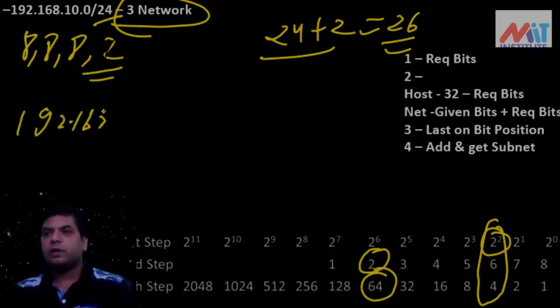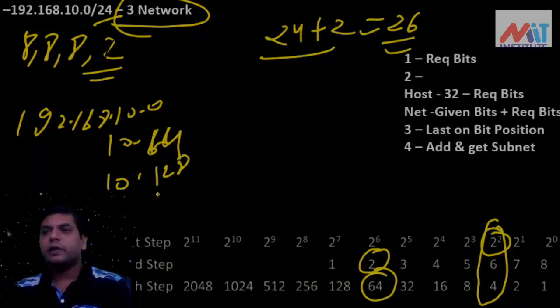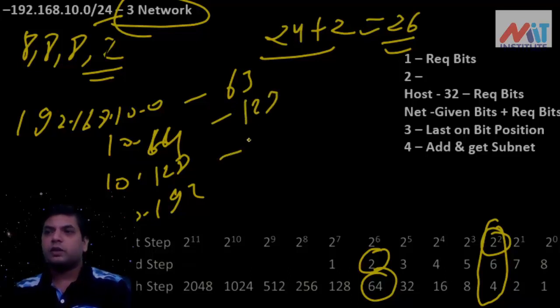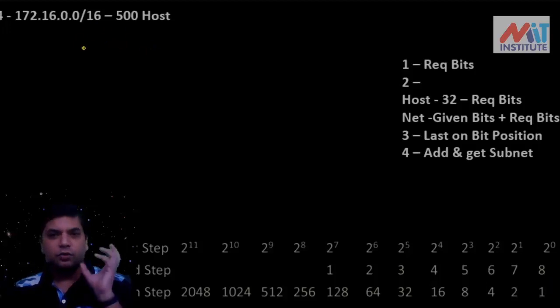The networks will be 192.168.10.0, 10.64, 10.128, 10.192, with /26, and the ranges 63, 127, 191 and 255. Now here you need to focus a little bit.